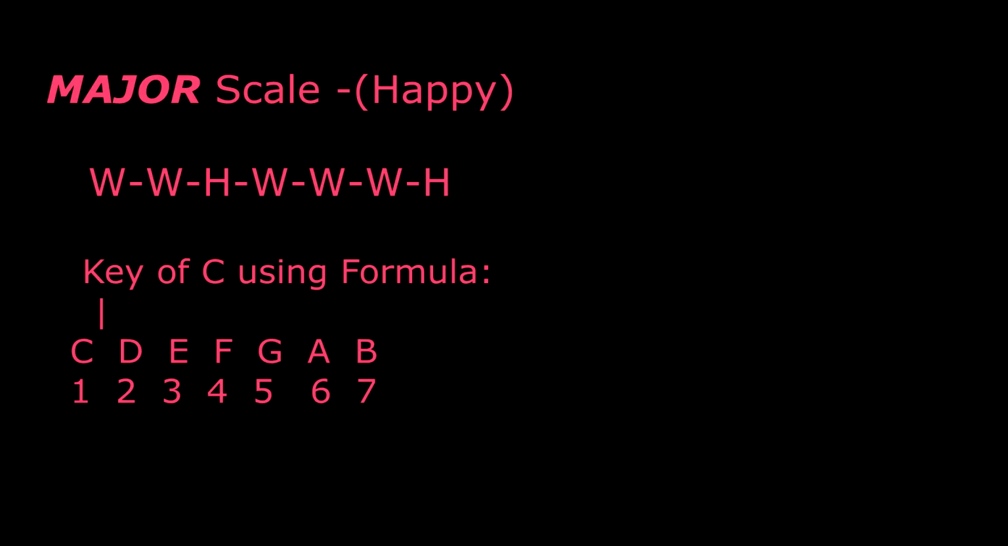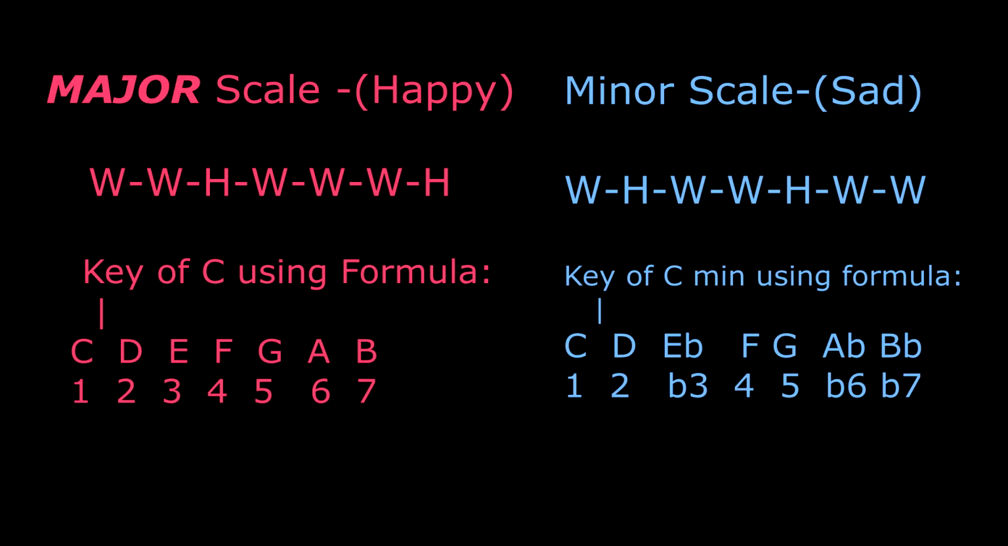If you use this formula and you start on a C, you have the key of C major: C, D, E, F, G, A, B. You have 7 notes. You assign a chord to every note and you're ready to play songs. The minor scale is a sad one.